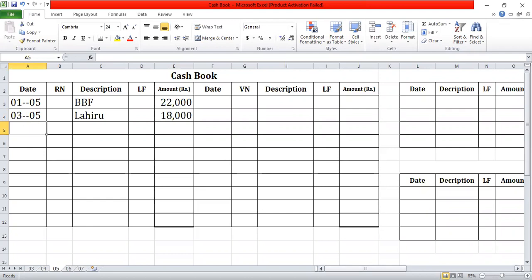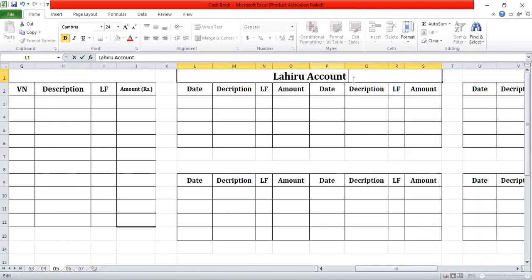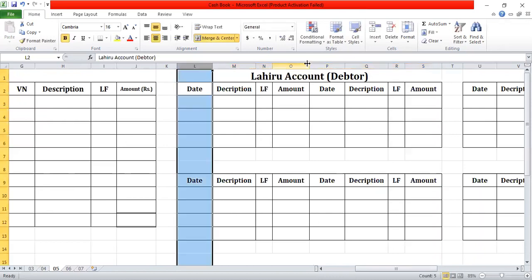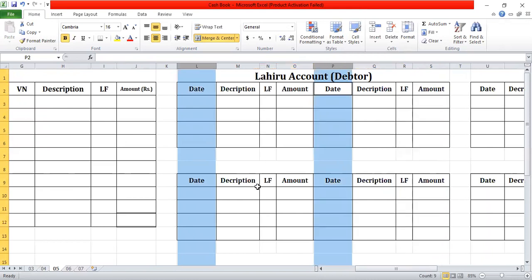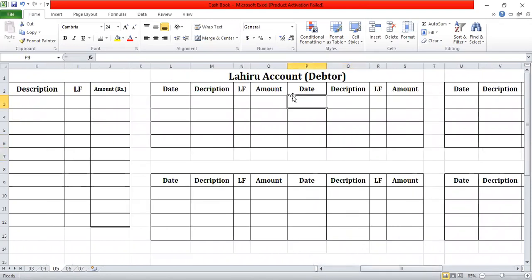Now, open the other account, that is Lahiru's account. Lahiru is a debtor. We have debited the cash book and we credit the personal account of Lahiru as we have collected cash from him, and that debtor decreases. Debtor is an asset. Asset decrease is a credit.